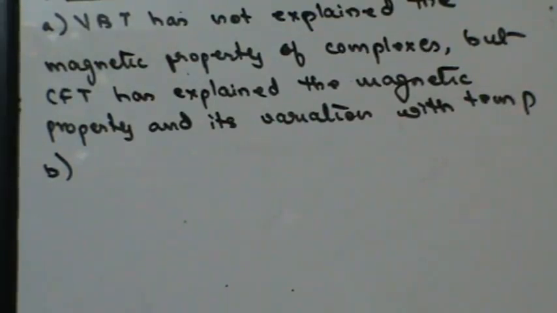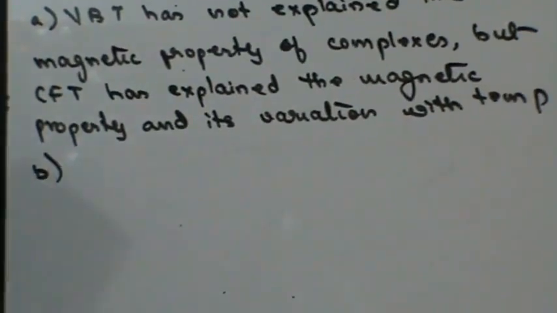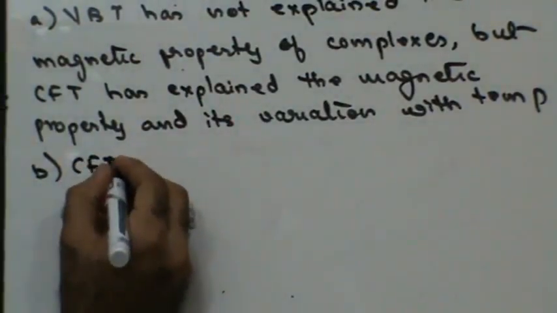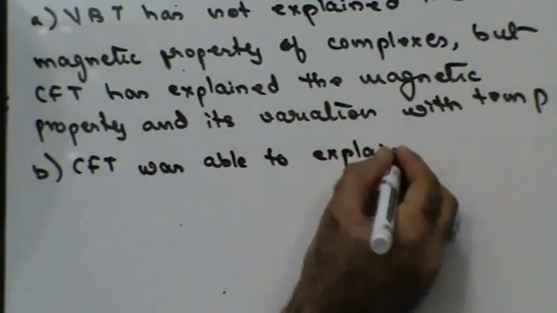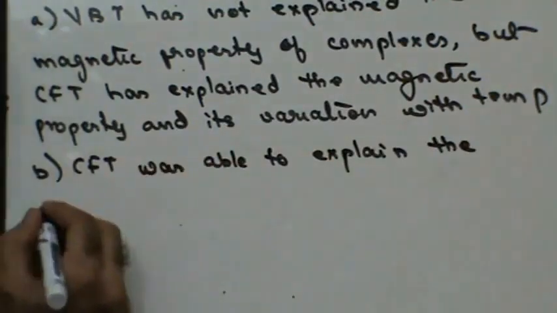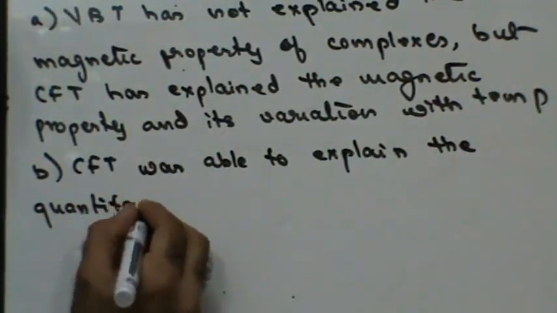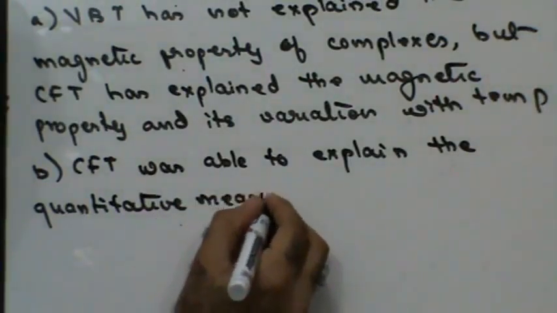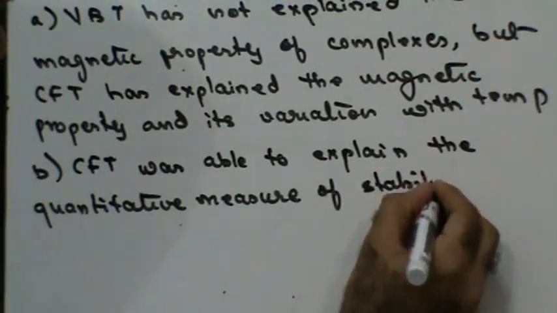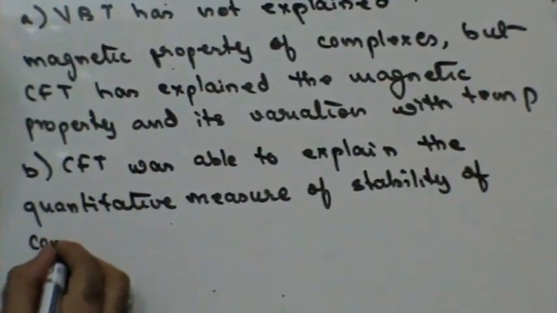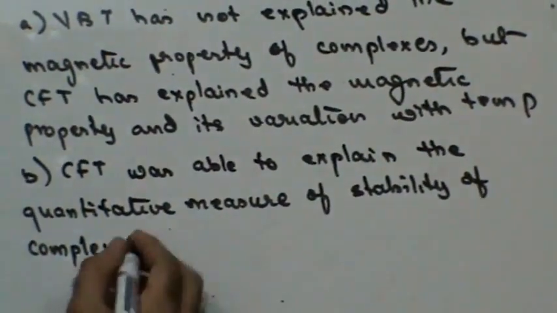Now, crystal field theory is able to explain the quantitative measure of stability of the complex. You can, in terms of numbers, state how stable a complex will be. But the valency bond theory cannot do it. So, crystal field theory was able to explain the quantitative measure of stability of complex but not valency bond theory.